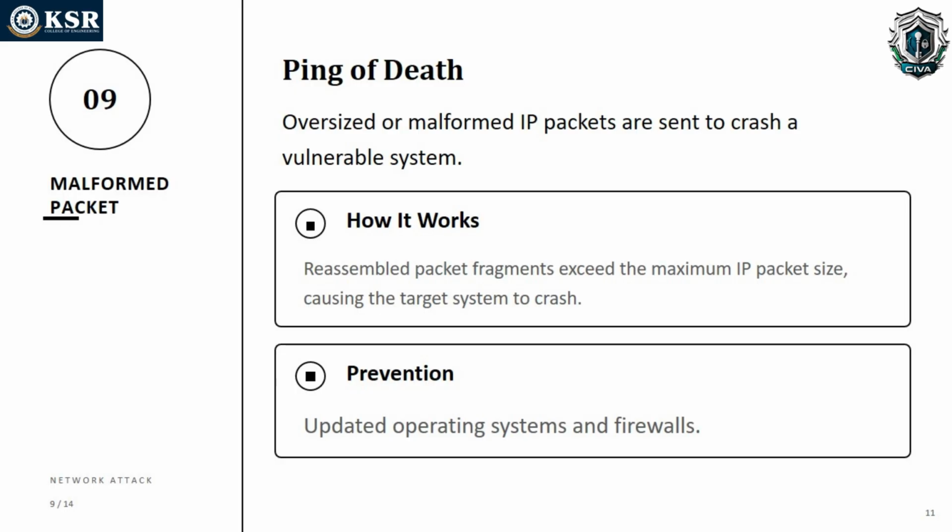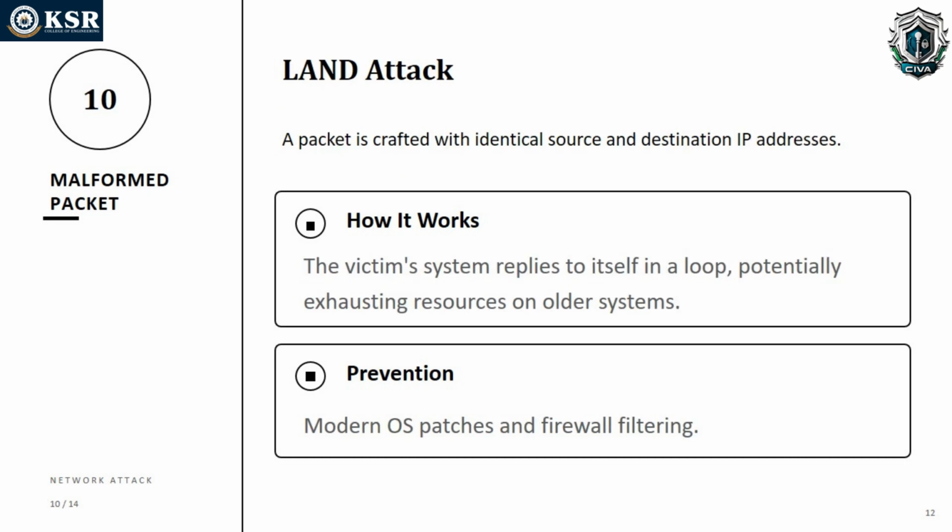Ping of death. The ping of death exploits how systems reassemble fragmented packets. The attacker sends oversized or malformed IP packets that, once reassembled, exceed the maximum allowed packet size, crashing vulnerable systems. This is largely a legacy attack today because modern operating systems and firewalls handle malformed packets safely, but it's a good example of why patching matters.